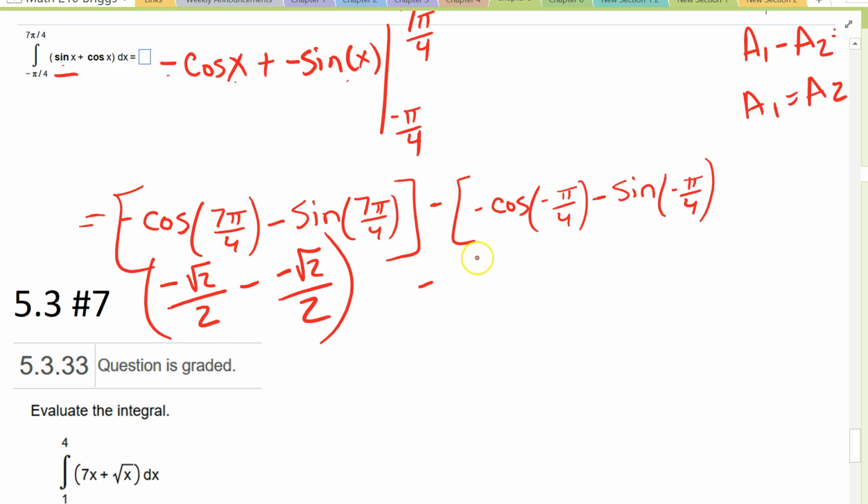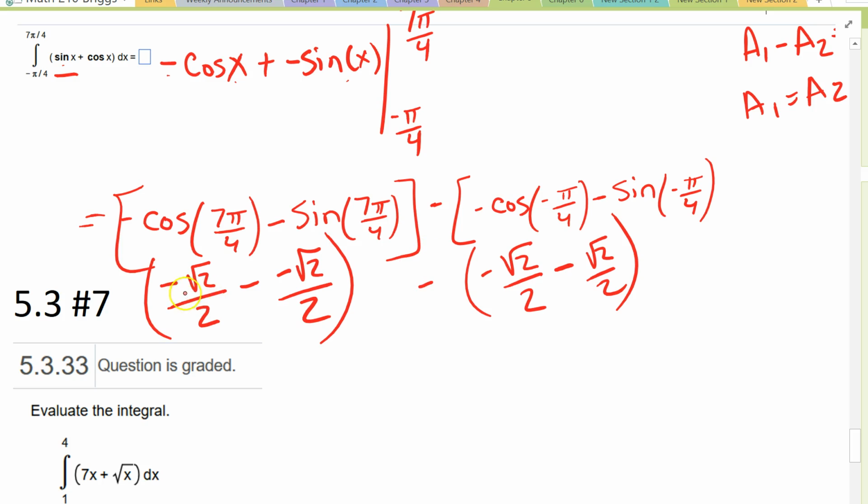Just kind of hold this here. Cosine of minus pi over 4 would be square root of 2 over 2. The negative goes there. Minus sine of pi over 4, which would be square root of 2 over 2.